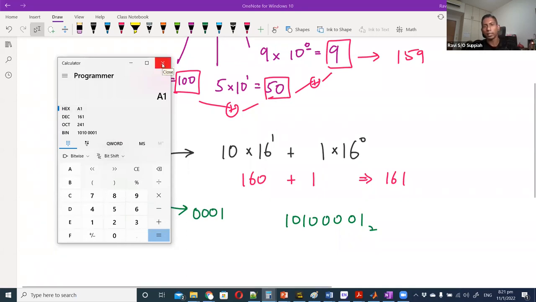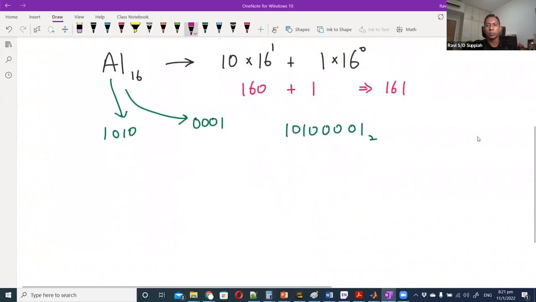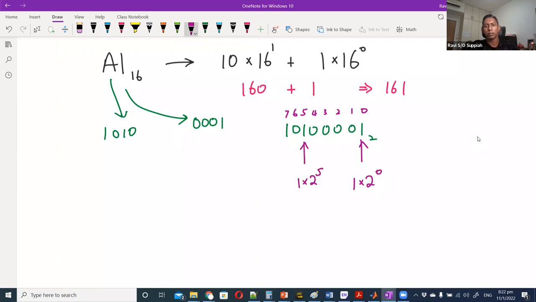If you want to do the weighted positioning with the binary, you also can. The weighted position means this is 2 to the power of 0 multiplied by 1. Let me write the weights on top: this is weight 0, then weights 1, 2, 3, 4, 5, 6, 7. All the zeros I'm going to ignore, because multiplied by 0 is still 0. So this will be 2 to the power of 5 times 1, and this will be 2 to the power of 7 times 1. Now let's just key it in on our calculator.